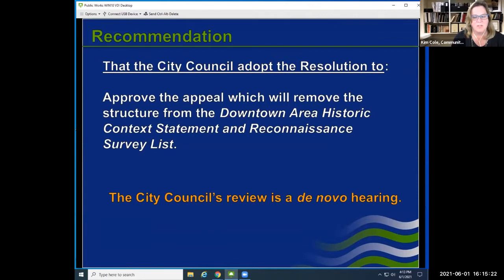And as the Mayor mentioned, this is a de novo hearing. There is some new information that was not presented to the Planning Commission. Basically, there's been supplemental historic review completed since both the HPC and Planning Commission reviewed the project, in order to address some of the questions raised at those bodies.